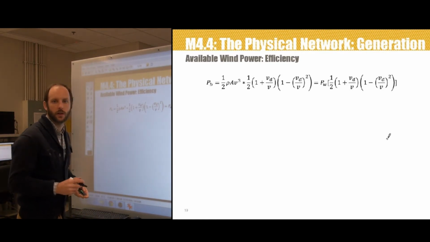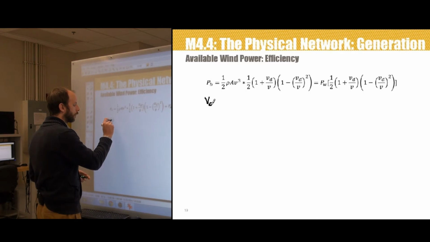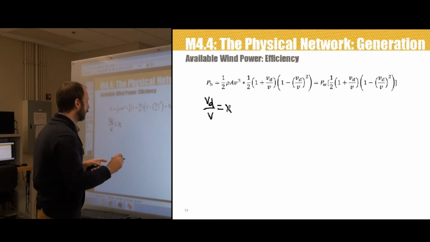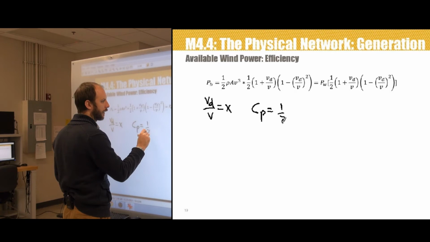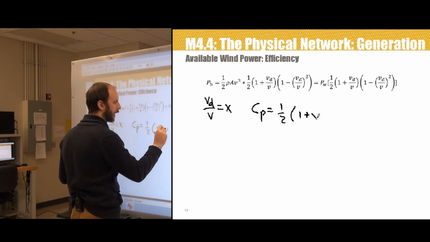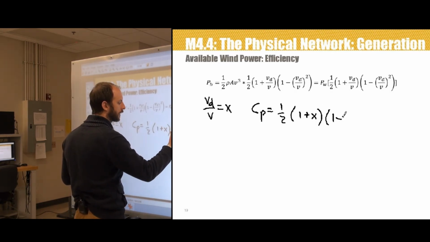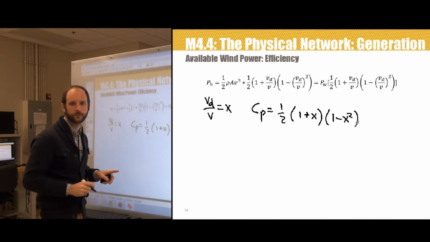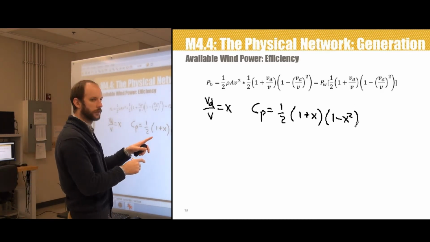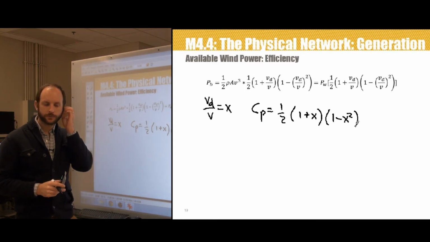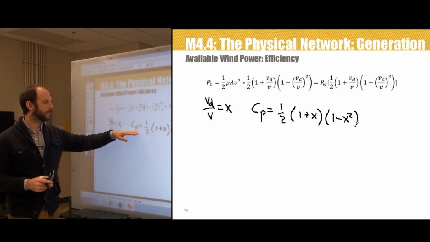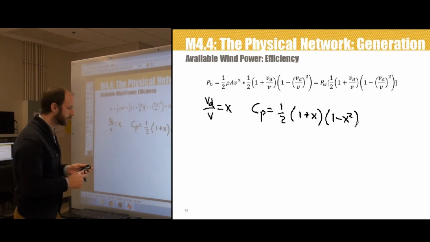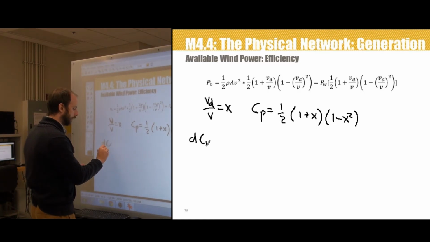So let's do this. Let's let VD over V equal X. So we're going to call this C sub P, and it is equal to 1/2 times (1 plus X) times (1 minus X) squared. Let's see, 1/2, yep, that's correct. So what I want to do next is take the derivative of CP with respect to X. That's just dCP/dX.